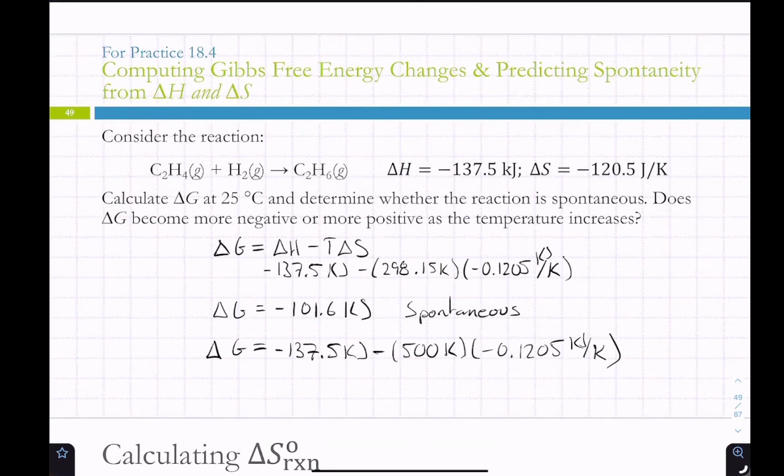Oh, well, it wasn't enough to make it non-spontaneous, but it does tell us something. So now it's negative 77.25, and it did get closer to 0. So we can extrapolate out and say, if we keep going, it will eventually get to 0 and then become positive. Although it would probably need to be about 1,000 Kelvin.